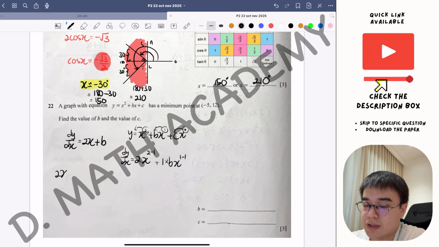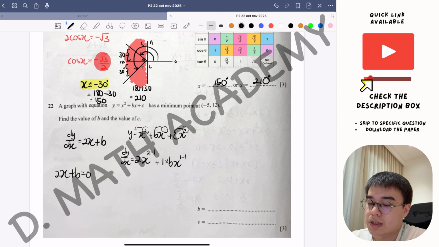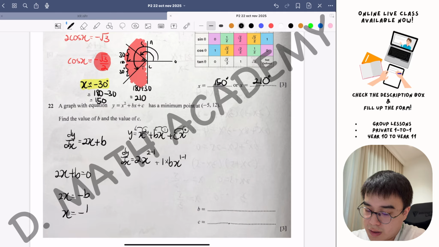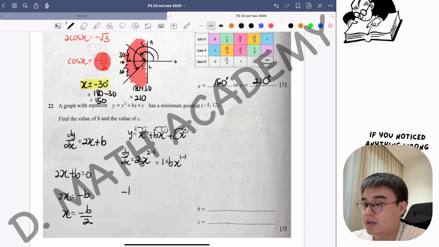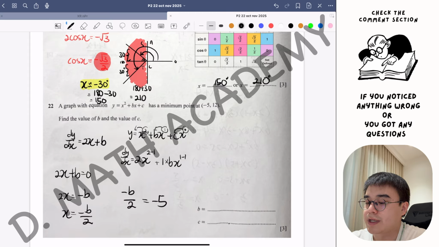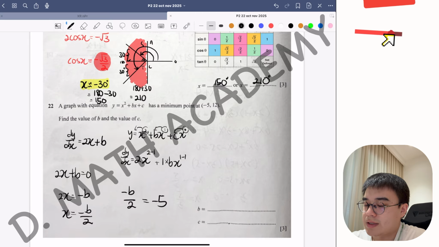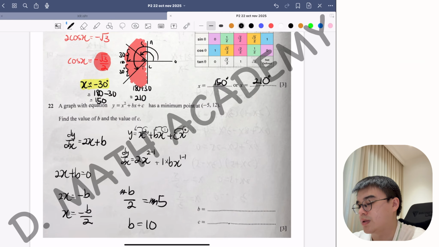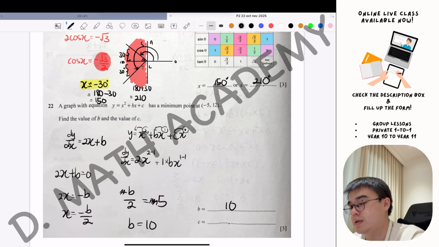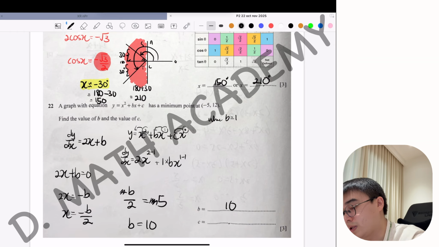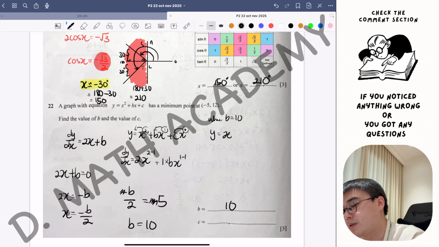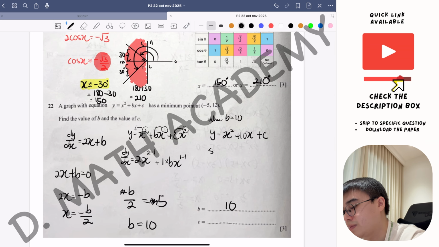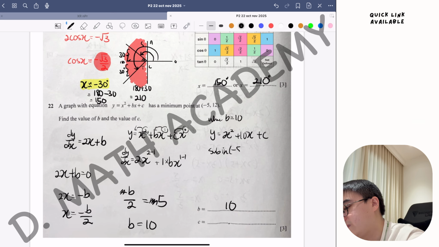So this 2x plus b equals 0, to find our turning point. So this negative b over 2 will be the negative 5 that they mentioned. Because both sides have negative, it will cancel off and b will just be 10 based on this. So having b as 10, you can now rewrite the equation, telling them that you have now secured x squared plus 10x plus c, so I can sub in negative 5 and 12.